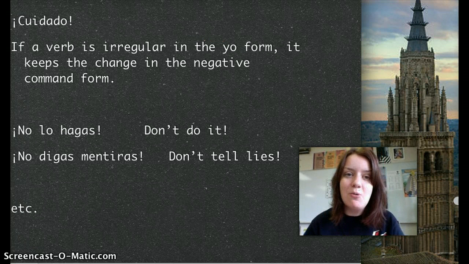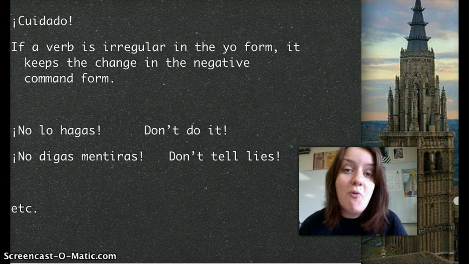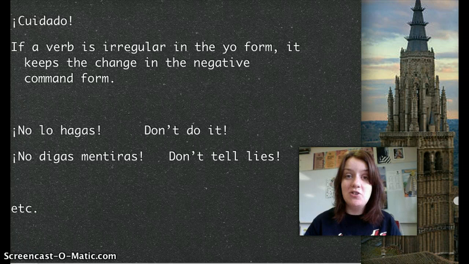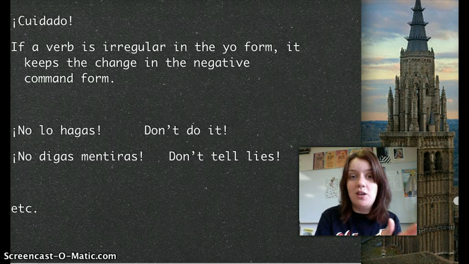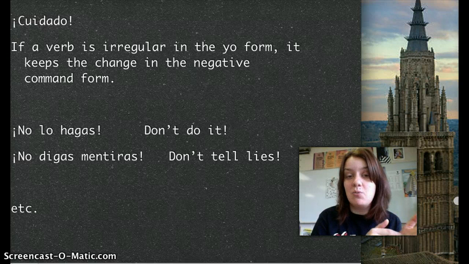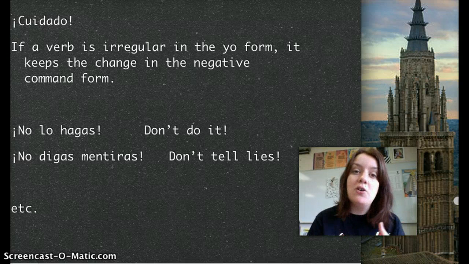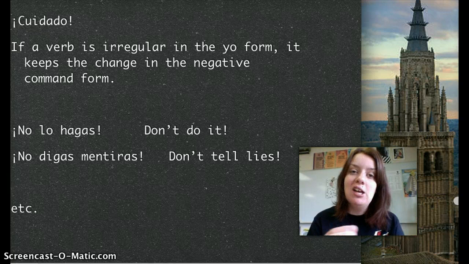Careful, cuidado. If a verb is irregular in the yo form, it keeps the change in the negative command form. So this doesn't mean that it's irregular as a command, it just means you have to follow the steps. Go to the yo, drop the o, add the opposite. So if you have tener, which goes to tengo, and you drop the o, you still get teng, and you still have the g. So you'd have to go to no tengas, okay?